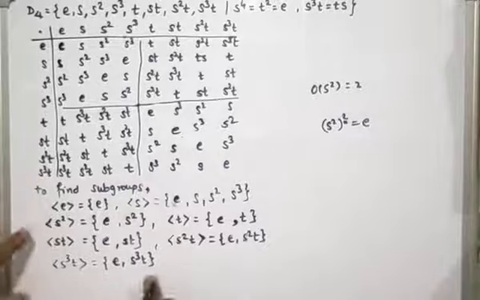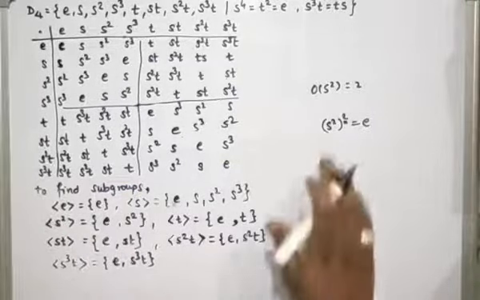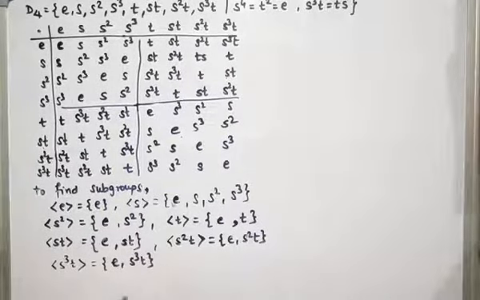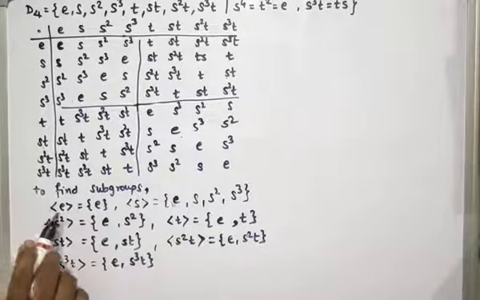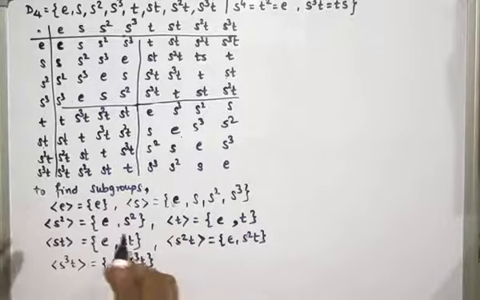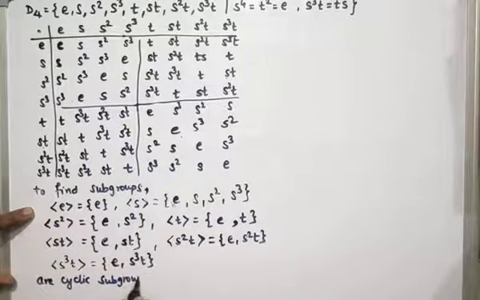So here these are 1, 2, 3, 4, 5, 6 and 7 subgroups. Now let's see the other subgroups. Here H1 is identity, H2, H3, H4, H5, H6 and H7. Total 7 subgroups. Now to find other subgroups: these are all cyclic subgroups, the cyclic subgroups of D4.